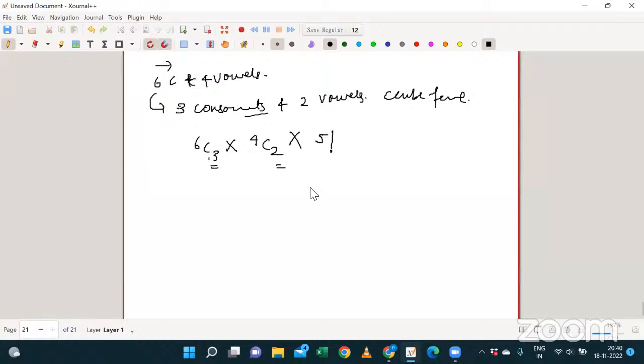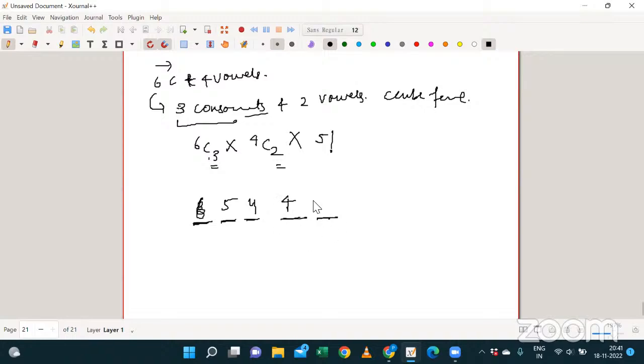Sir, I understand what is happening here, but my question is, why can't we directly use permutation? If I do permutation, then what else do I have to do to make the 3 consonants and 2 vowels? You are asking why you can't use permutation directly. At the first place, in how many ways can you arrange the consonants? 6 consonants, so 6 into 5 into 4. And what about these two? Here I have to put vowels.